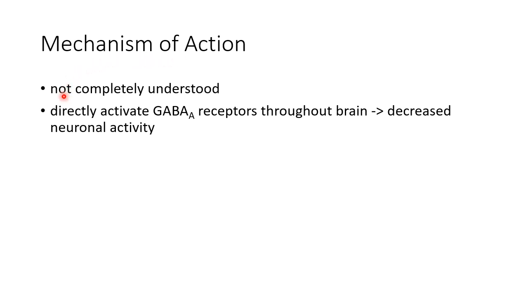Now let us see about the mechanism of action of inhaled anesthetic agents. The exact mechanism of action of these drugs is not completely understood. They are thought to directly activate GABA-A receptors throughout the brain. This leads to decreased neuronal activity.